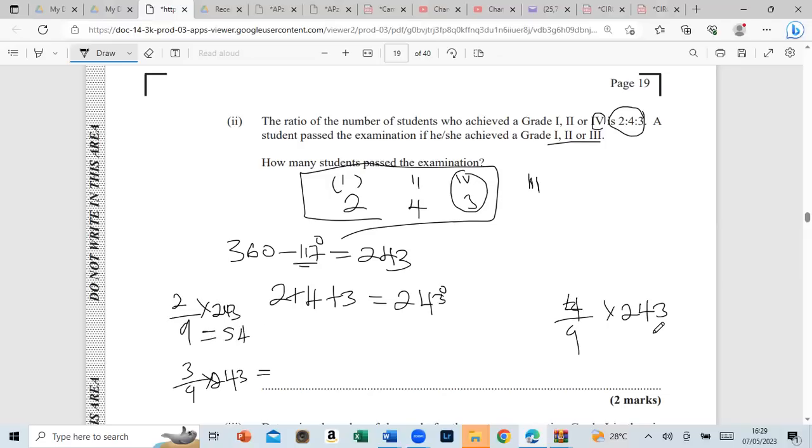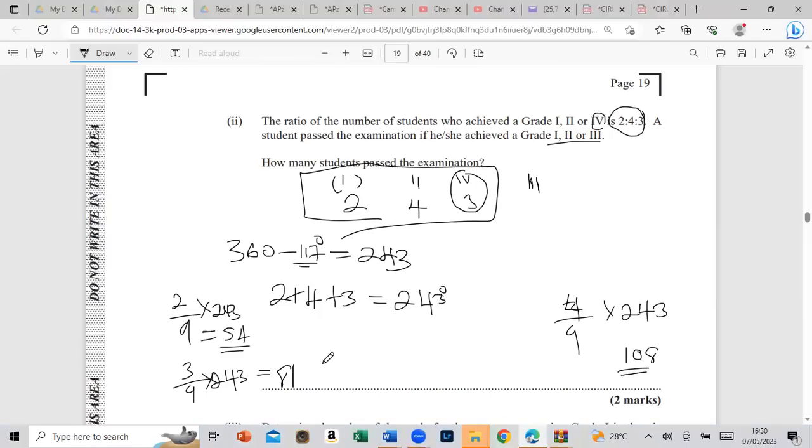That means this is a double. So it's 108, because this is double the one, right? It's 4 over 9, the one I know. It's 3 over 9, that's 1 third. So 243 divided by 3 is 81. So this works out to 81.